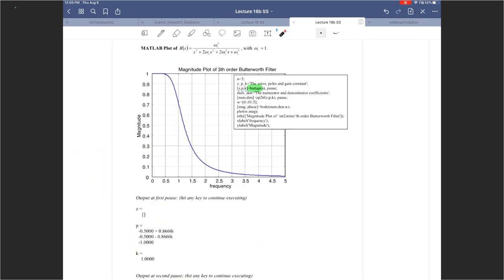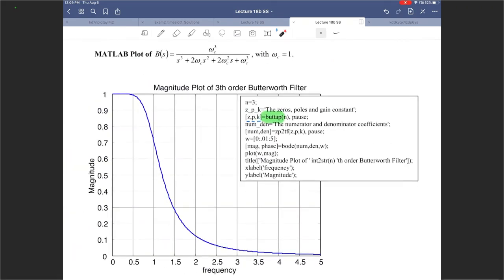Now you can use MATLAB to do some fun activities with this. We have the B of s that we derived earlier. If we make the cutoff frequency 1, you can sketch the magnitude of the frequency response of the third order Butterworth filter using these commands here. First, n equals 3, that sets the order of the filter. Then you have 3 variables, z, p and k, for zeros, poles, and the gain constant k. You use BUTTAP, that's the function for the Butterworth filter of order n.